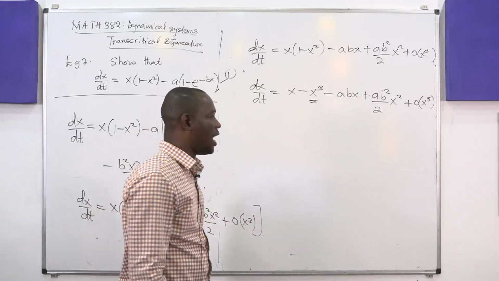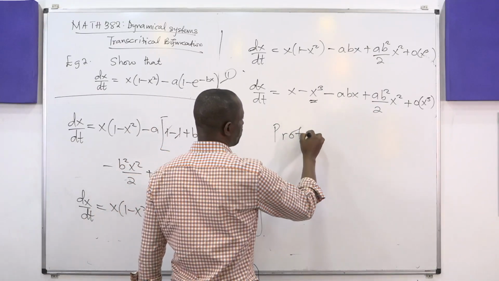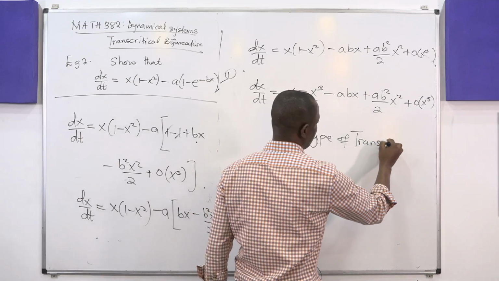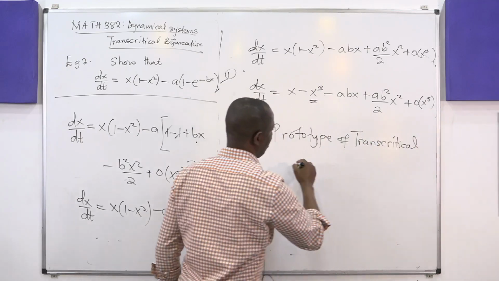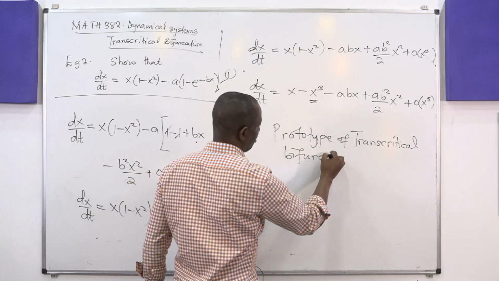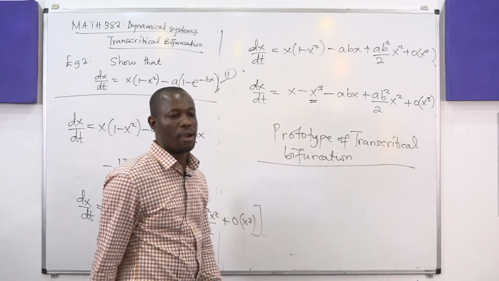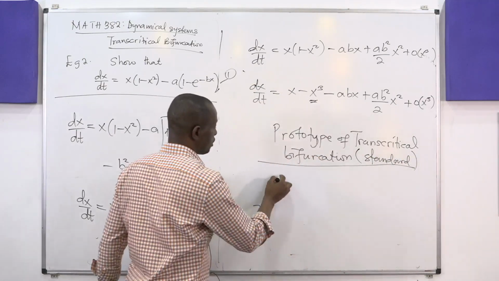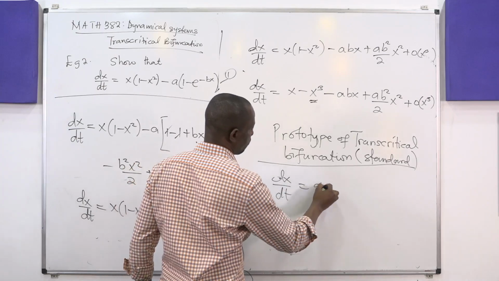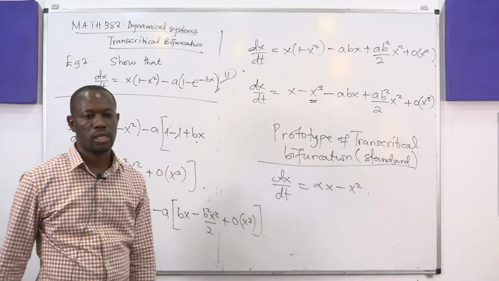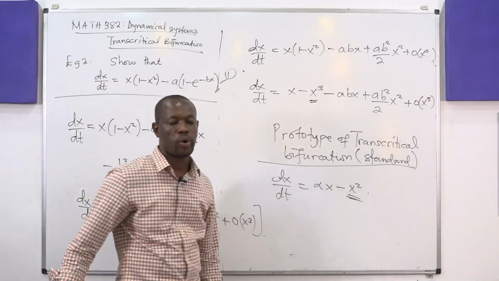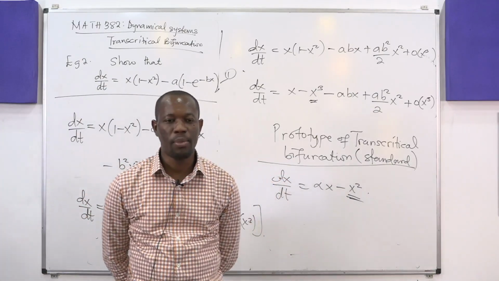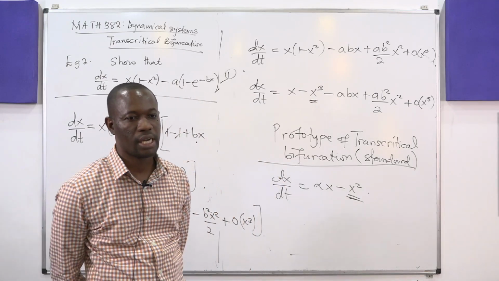In other words, the prototype of transcritical verification is what? When you say prototype, the standard is dx/dt equals what? Alpha x minus x squared. So it means the highest power should be x squared. Do you get it? If you have even powers, it's going to be still transcritical.